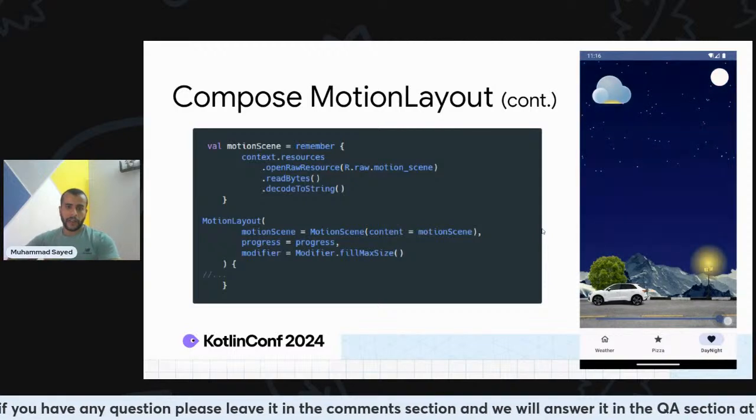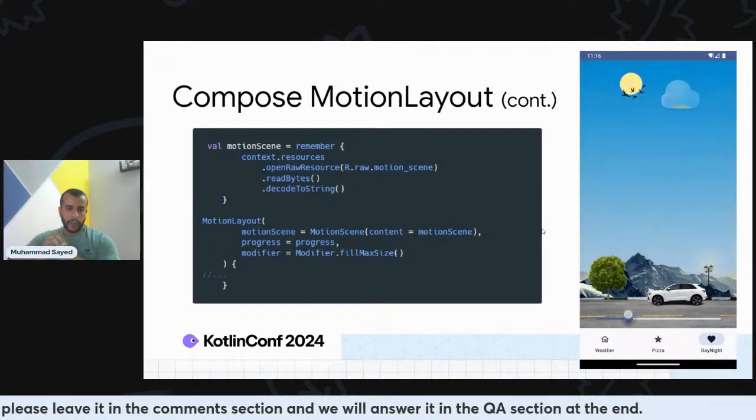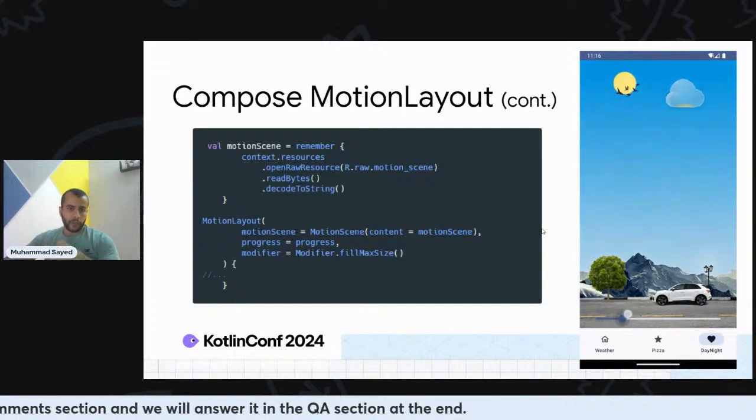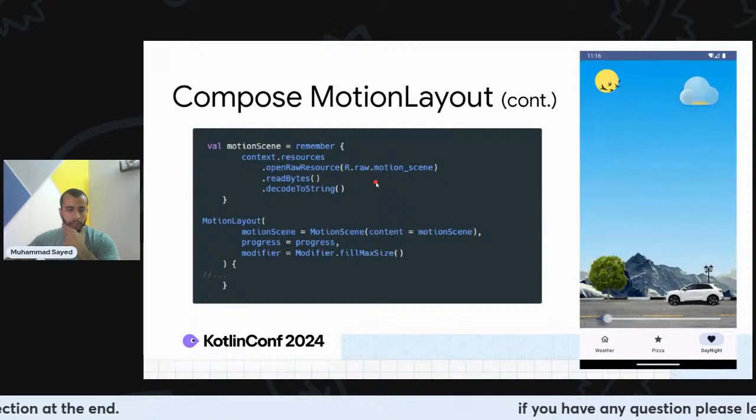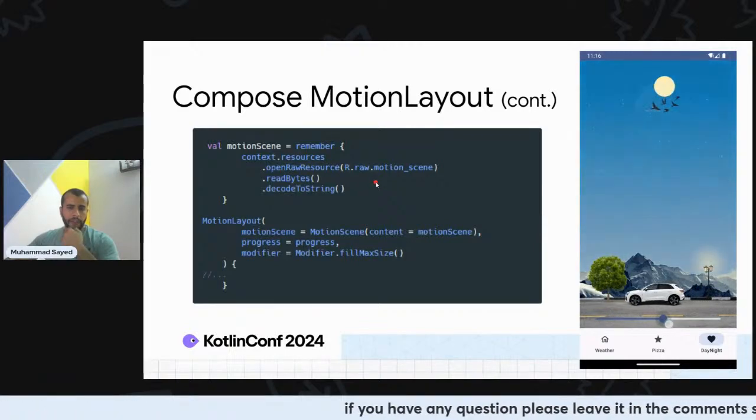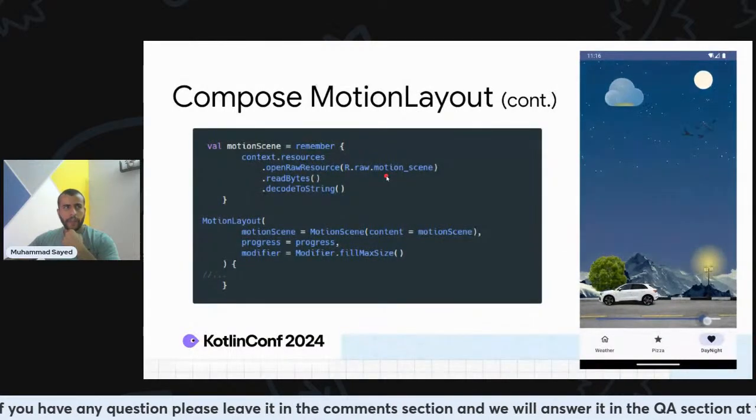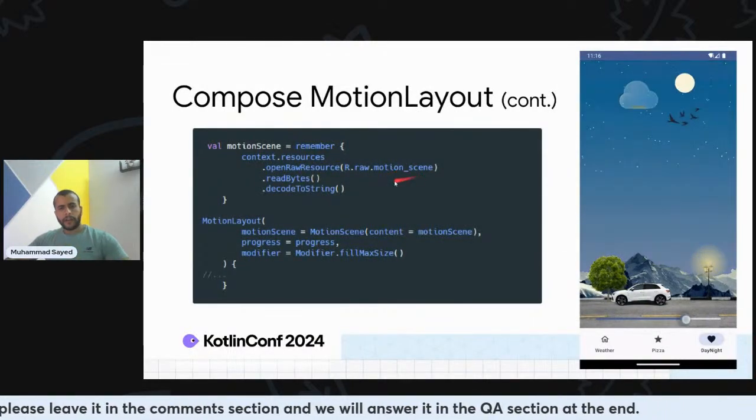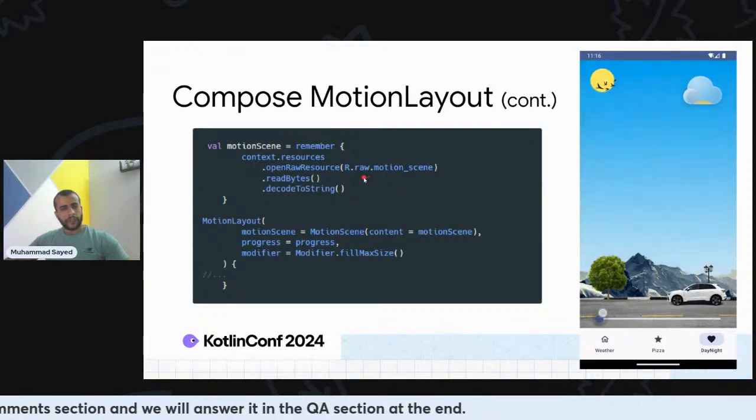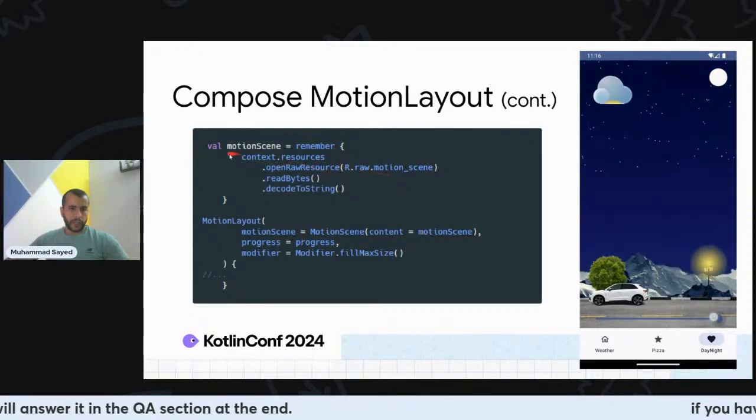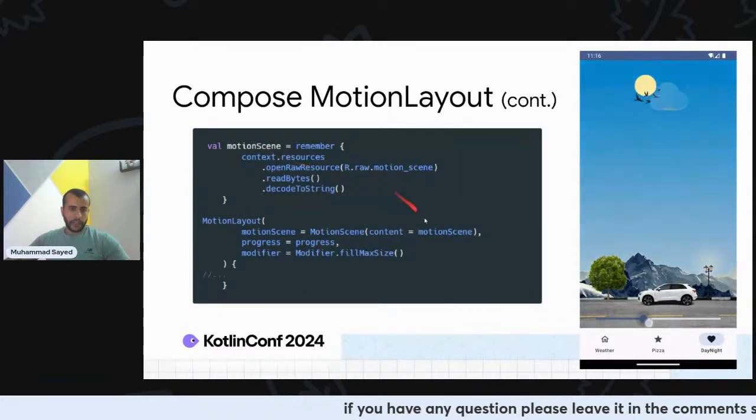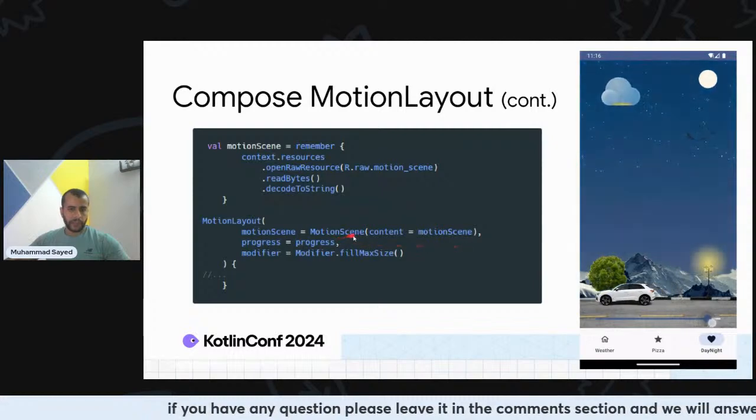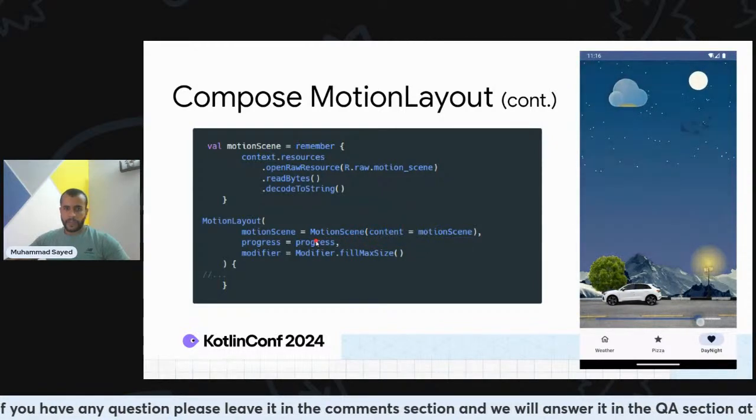How can we do this? What we are going to do is define a motion scene. I'm going to go through this code in a little bit, but it's typically a file, I forget the format or the extension, that we can store in the raw folder, and we just give this motion scene file to the motion scene object here inside the motion layout.